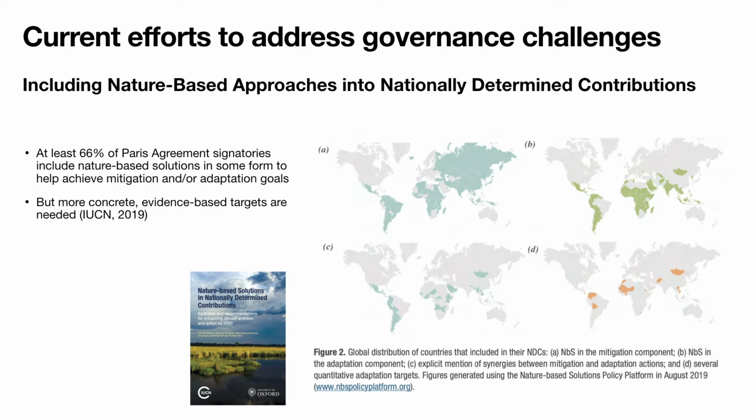Figure A is nature-based solutions in the mitigation component. B is nature-based solutions in their adaptation components. Then synergies between mitigation and adaptation, less discussed, that's figure C. And then D, different quantitative adaptation targets. They found in this analysis that 2/3 of the signatories include nature-based solutions in some form for mitigation and adaptation goals, but they note that more concrete evidence-based targets are needed. And so this is an exciting time because this is all being worked out right now.